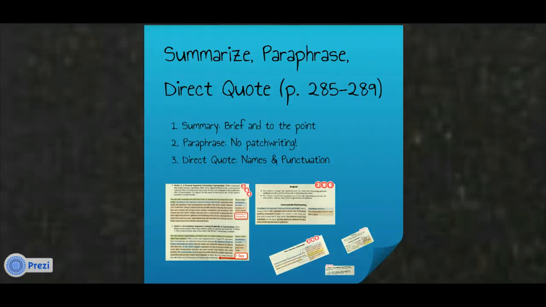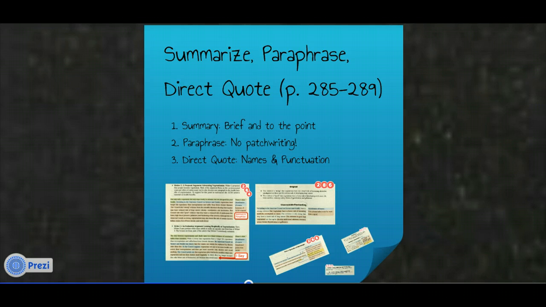The next thing that you can do is paraphrase. This is where you take some ideas or facts or statistics from a source and you just kind of paraphrase them, put them into your own words, and put them into your paper. The thing you have to be super careful of is that you don't patch write. And we'll talk about what that is in just a minute. And then finally, there's the direct quote where you take exactly what they said, you put it in quotation marks, and you put it in your paper. There are some special rules for using names and punctuation with that, which we'll also talk about.